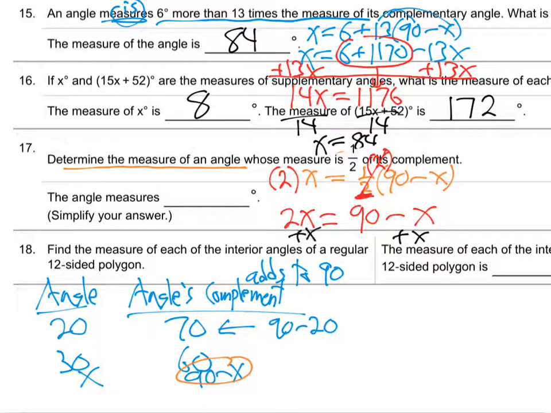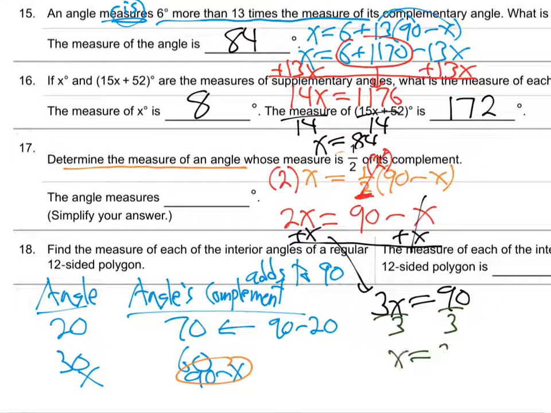Add the x to both sides. That's gone. Bring this down. That's 3x is 90. Last step to get x alone: divide by 3. x is 30. So I got the angle. That's pretty challenging there. Okay, number 18.